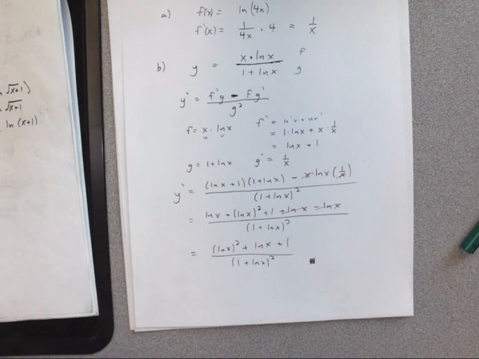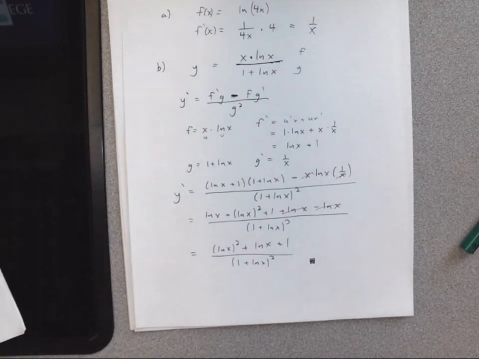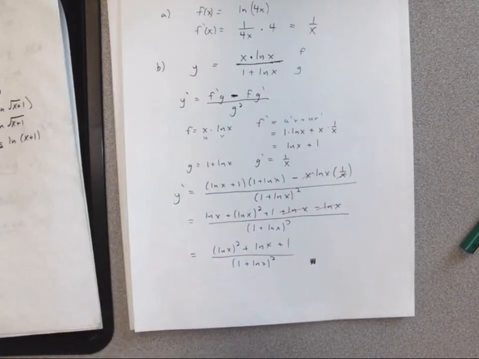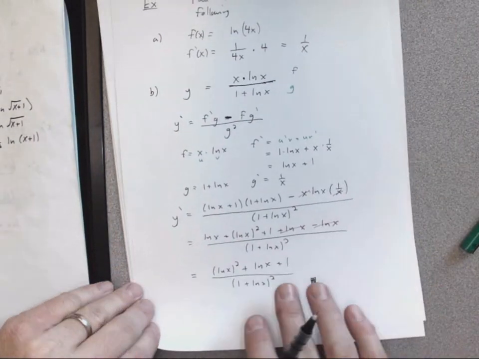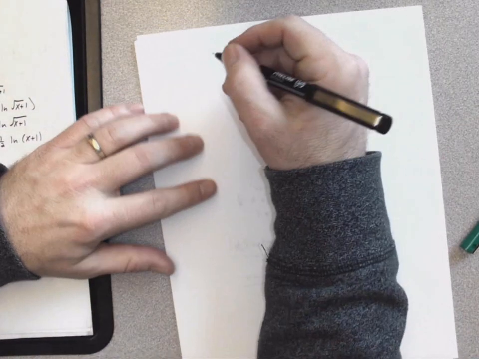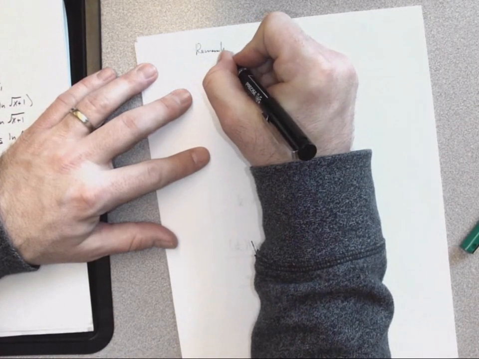What we can do is, when we're taking the derivatives of things that have natural logs, we can use our natural log rules to simplify the expression before taking the derivative. So, remembering the rules of logs.